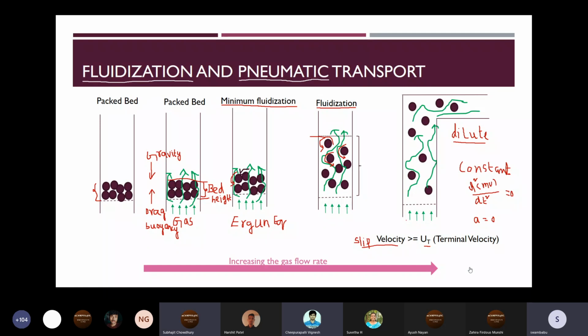Sir, I had a doubt. Sir, in case of dilute, the slip velocity is equal to terminal, but in case of denser, it is slightly greater. No. In case of dilute phase pneumatic transport, the slip velocity will be very high, maybe 10 times, 11 times, or much more higher than the terminal velocity. In case of dense phase, velocity will be lower, right? So that will be 2 times or 3 times the terminal velocity.